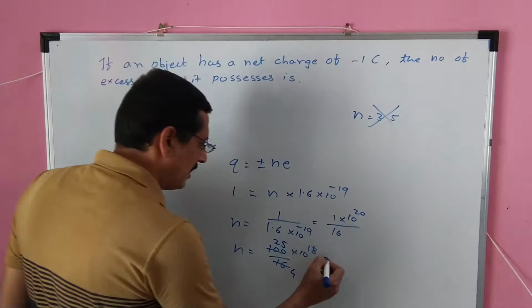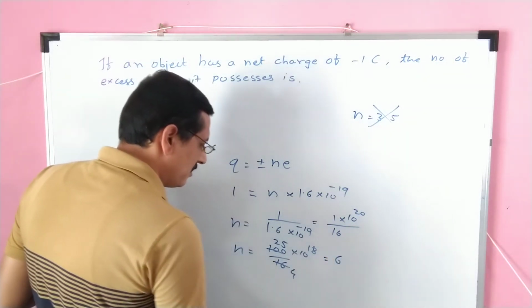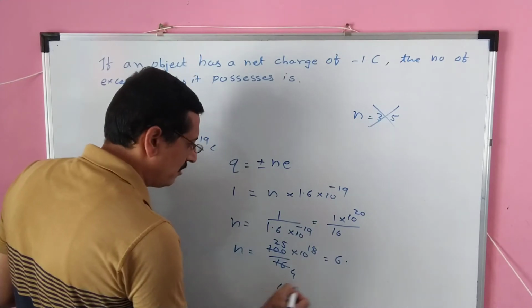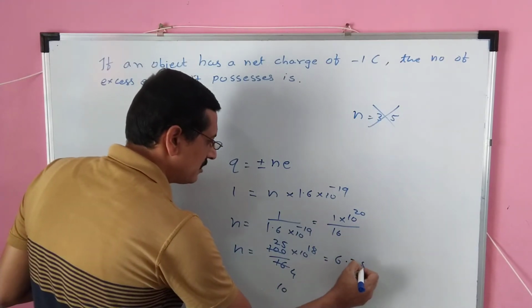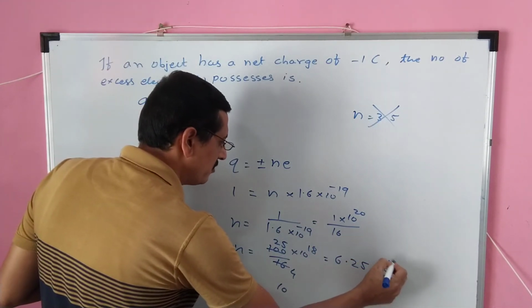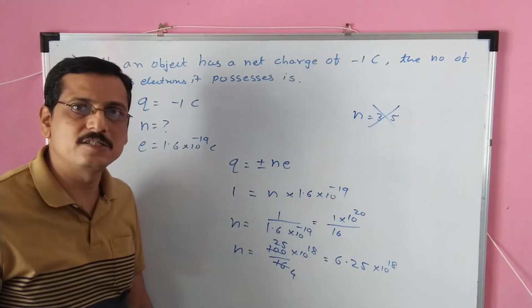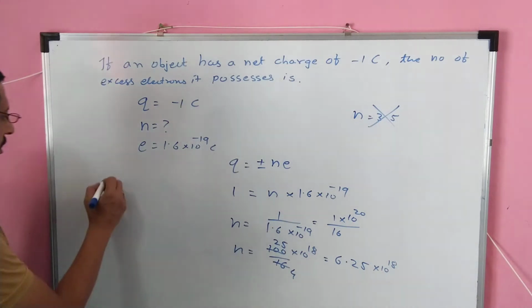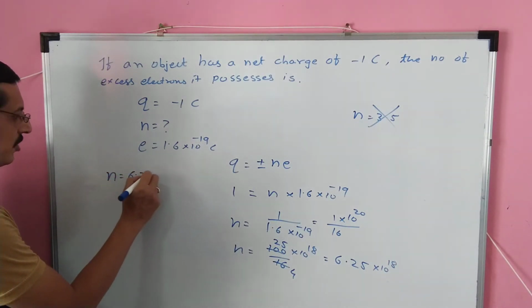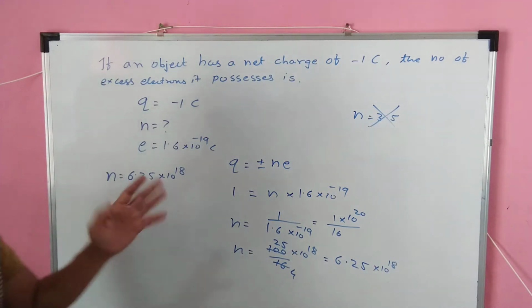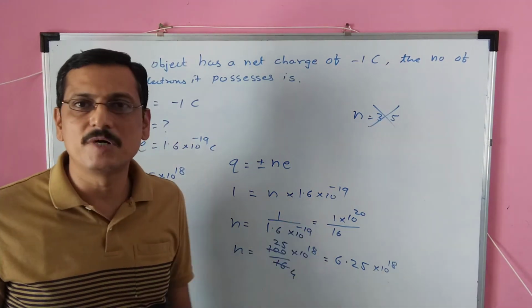Then it is nothing but 4 × 6 is 24. Okay, 24, remaining is 1, 4 × 2 is 8, then 6.25 × 10^18 excess electrons are present, student. So this is the n value, n is equal to 6.25 × 10^18. It is a number, so it has no unit, student.